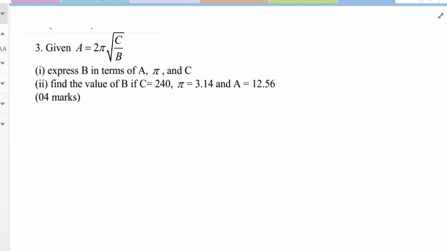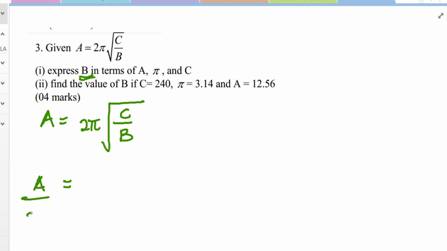Moving on. Again here, given that a is 2 pi into the square root of c over b, express b in terms of that. So we're making b the subject of the formula. So let me quote that here. A is given by 2 pi under the square root of c over b. So that means we want to isolate b. So let's begin by eliminating the 2 pi. 2 pi is bound to the rest of this by multiplication, so to get rid of it, we divide by 2 pi on both sides.